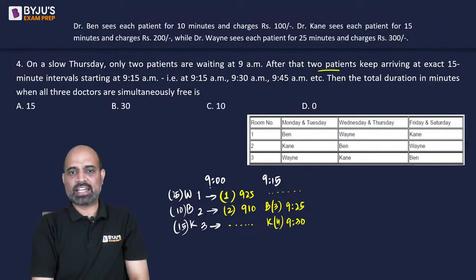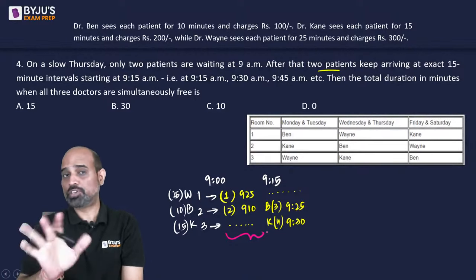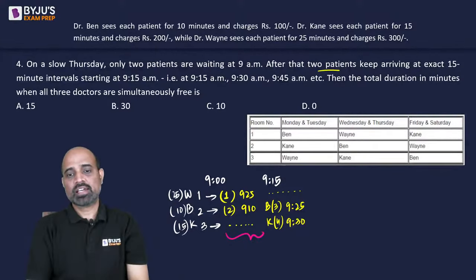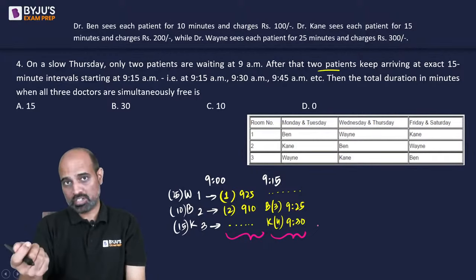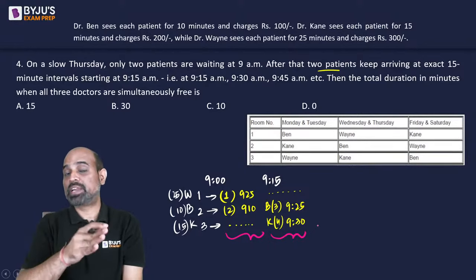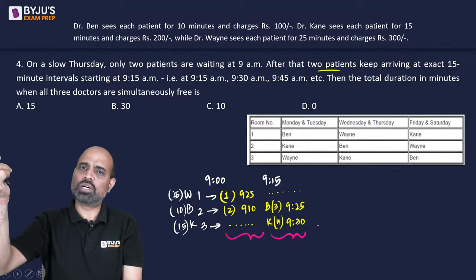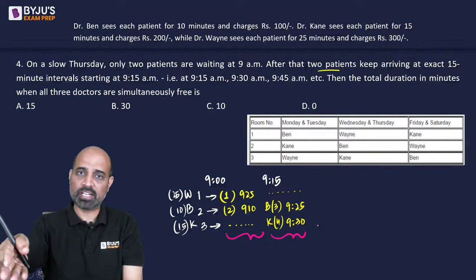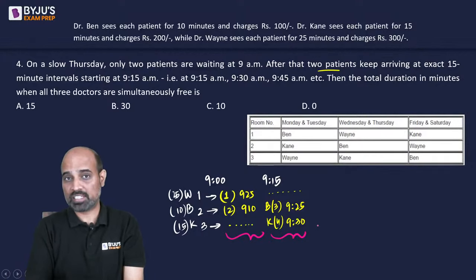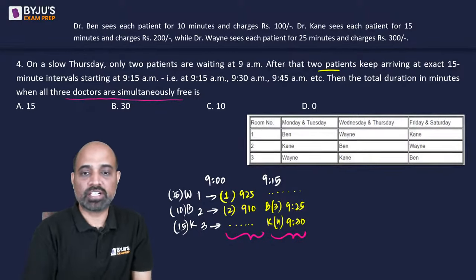So if I look at 9 to 9:15, the first 15 minutes, can we say all three were not simultaneously free? Because when Wayne is seeing the first patient, he is occupied for the full 15 minutes, right? If I look at the second slot, what we see is Ken, who takes 15 minutes from 9:15 to 9:30, is going to be completely occupied. Even if the other two doctors are free after some time, Ken is not. So in the next 15-minute slot too, all three are not simultaneously free, right? We need all three doctors simultaneously free. So 9:15 to 9:30 also did not work.